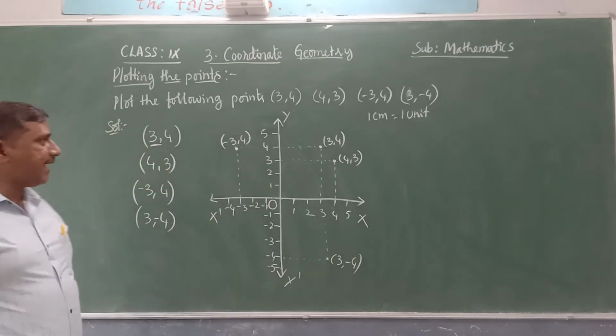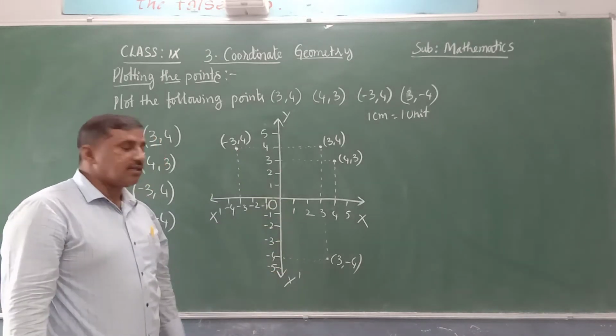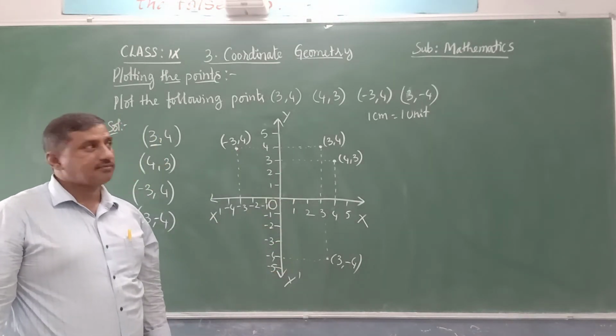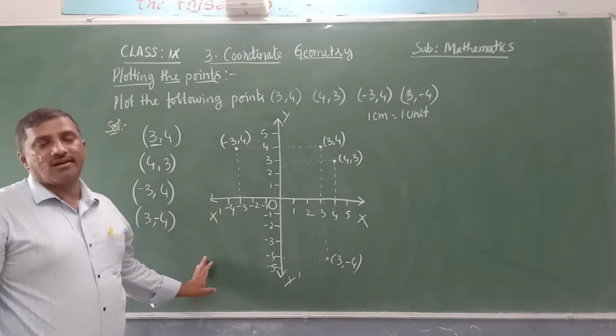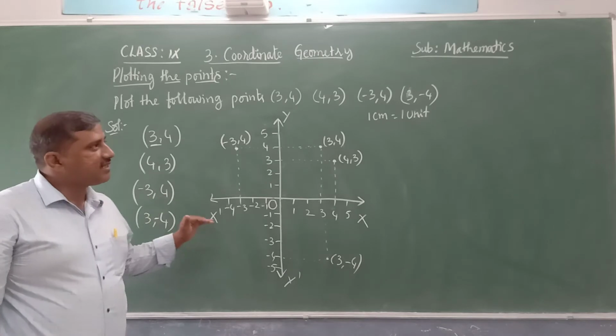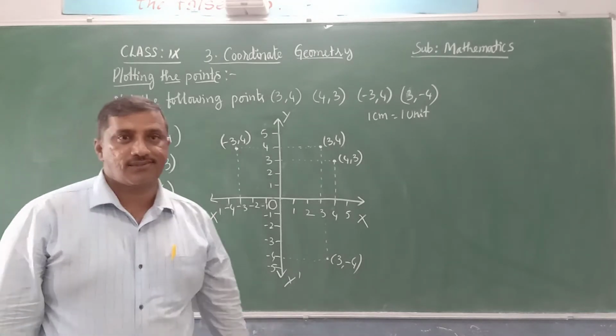Are these points the same? No. Again, (-3, 4) is different from (3, -4). Like this, we will plot the points on the Cartesian plane. Do we understand, children, this question? How to plot these points? Yes.